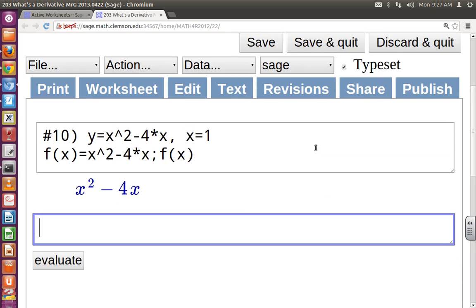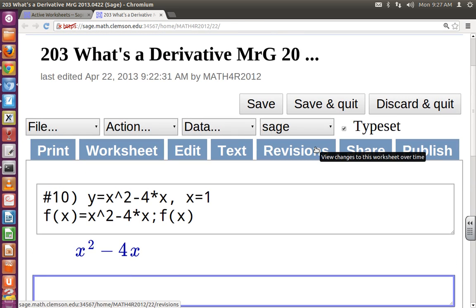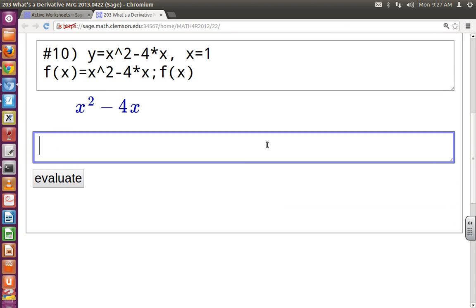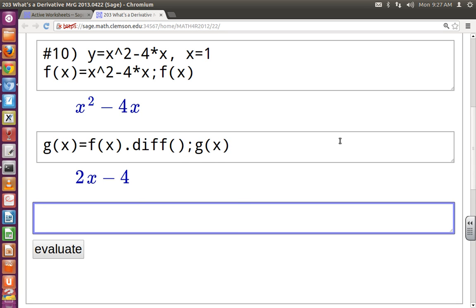Now, you don't know how to make Sage do f prime, do you? So let's do it. Let me call that g of x. Let's say g of x is the derivative. Let's see if I remember. I think it's f of x dot diff. Is that right? 2x minus 4. Is that what we said? So if you get a derivative that's really weird, you can just do it real fast on Sage. It'll do it for you.